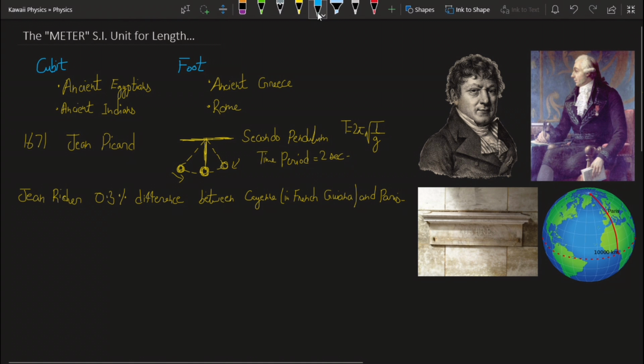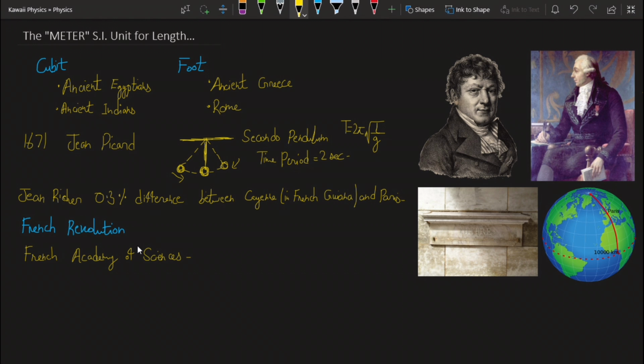At the time of the French Revolution, the French Academy of Sciences charged a commission to create a single unit, a single scale for measuring length.